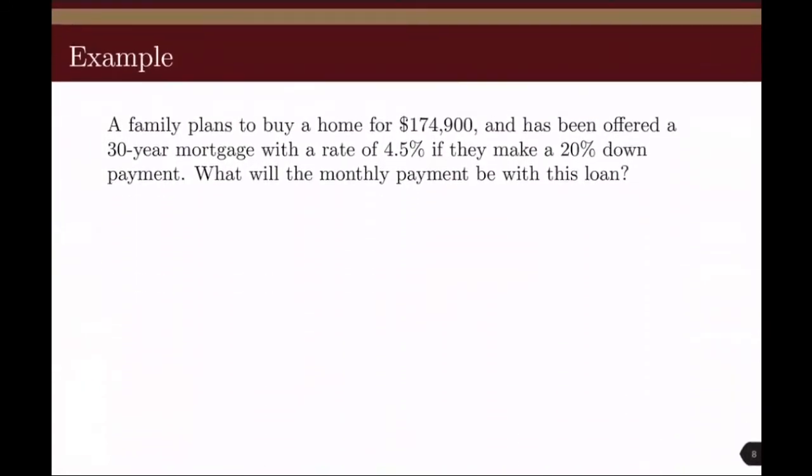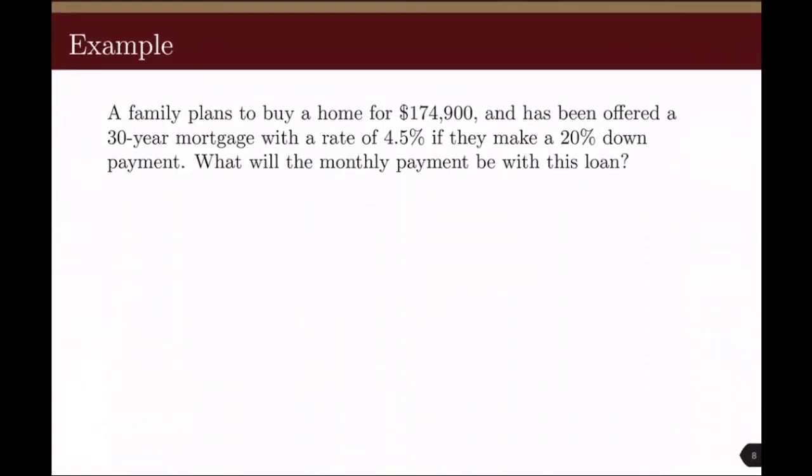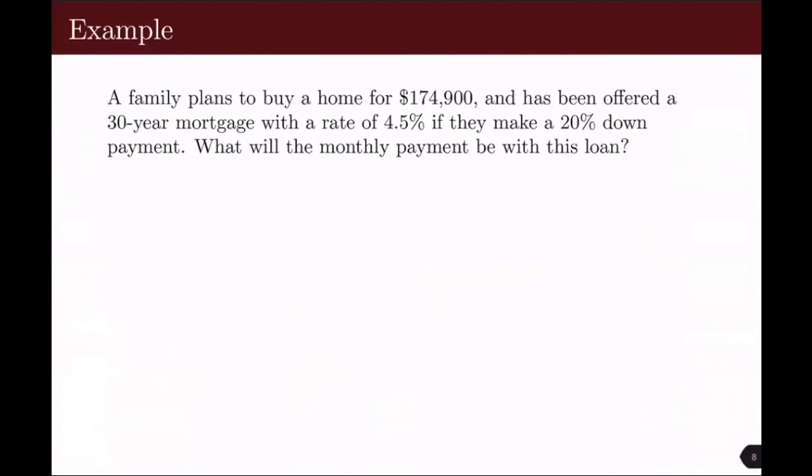Anyways, let's go through an example where we need to apply this formula. So a family plans to buy a home for $174,900 and has been offered a 30-year mortgage with a rate of 4.5% if they can make a 20% down payment. So what will their monthly payment be with this loan? So the first thing you need to do is calculate the down payment, because we're going to pay that off first before we finance the rest of the loan.